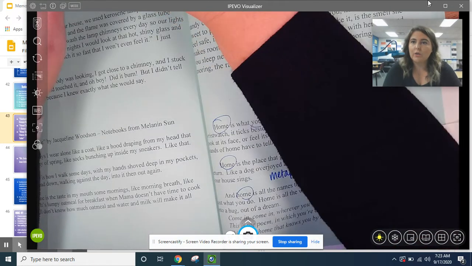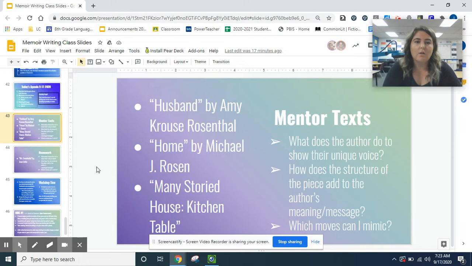So if we switch back over to our slideshow, right, we've taken some time. What does the author do to show their unique voice? We talked about that. How does the structure of the piece add to the author's meaning and message? We talked about that. And be thinking about what moves you can mimic. And mimic is just kind of a fancy word for how can you do a similar thing in your own writing. You don't want to copy, but you can potentially mimic or emulate or try out some of the techniques that we talked about today.